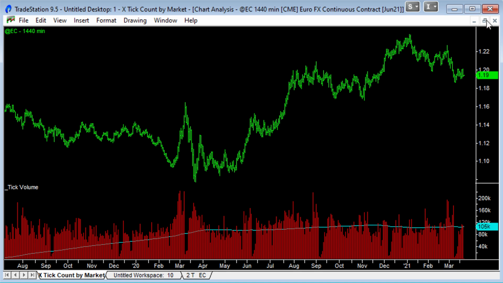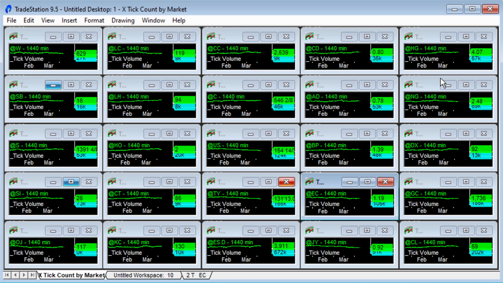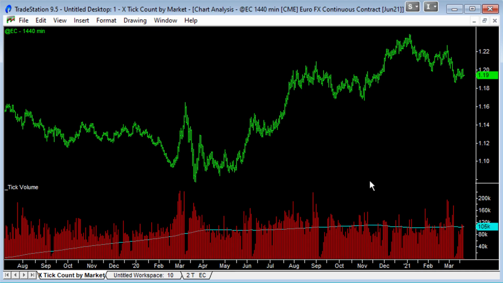Now, I can do that on all the different markets that I'm following, exactly the same kind of settings and so on, and that gives me different readings for different markets. To be a little bit more precise though, let me just show you something.